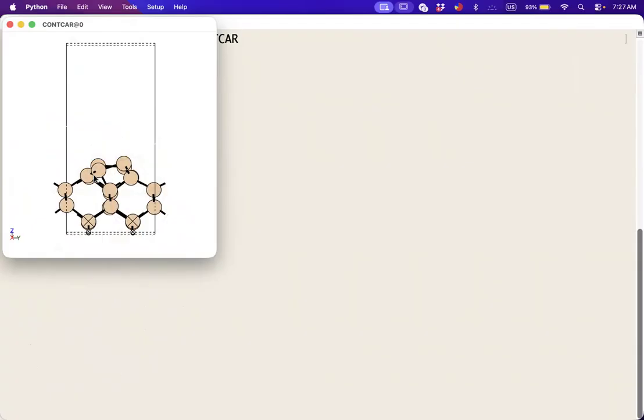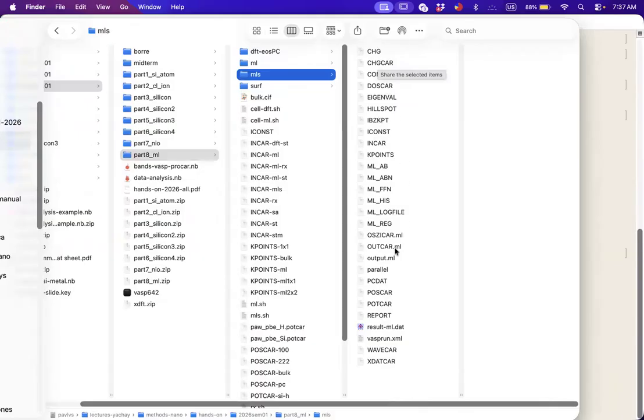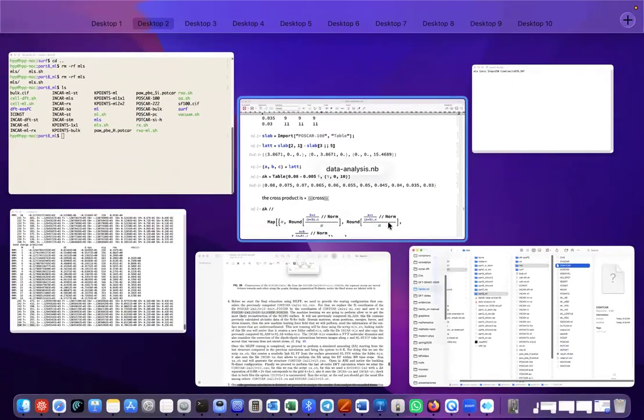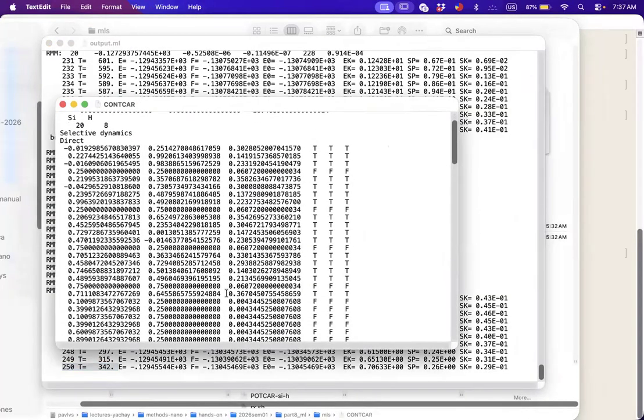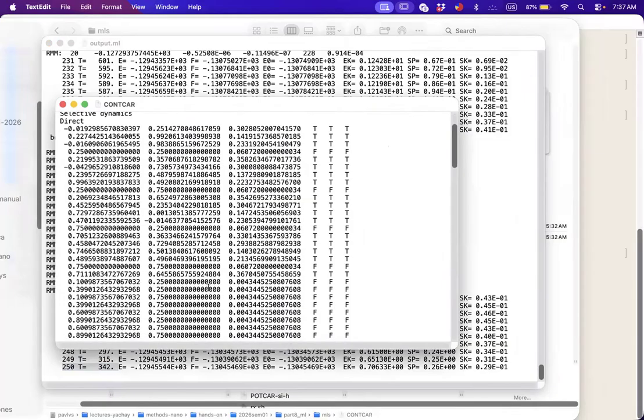Okay, I'm going to stop for a moment here. Any question, please? Somebody? Okay, so before I continue, we're going to start a simulated annealing calculation. But look, in the MLS we have the CONTCAR file that I just opened before. If you see the CONTCAR file, you have the information about the coordinates of the atoms.